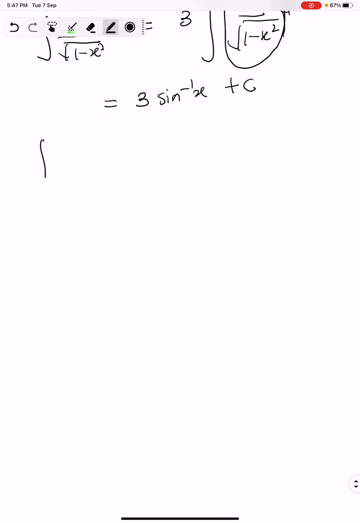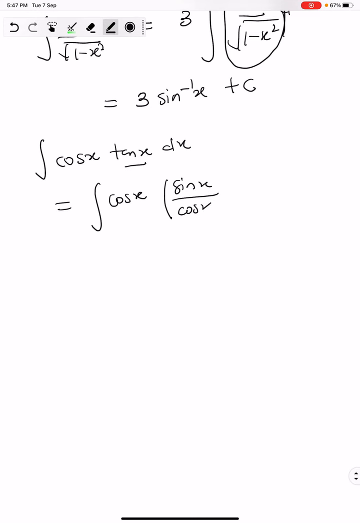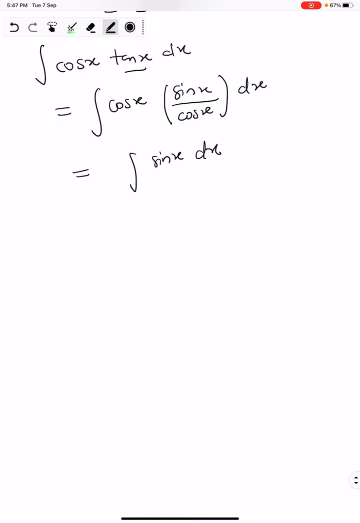Okay, let's get another example. If you want to find the integral of cos of x times tan of x dx, this is equal to the integral of cos of x times tan x, and tan x is the same as sine x divided by cos of x. We have dx. This is equal to the integral of sine x dx. If we integrate sine x, we get minus cos of x plus c.